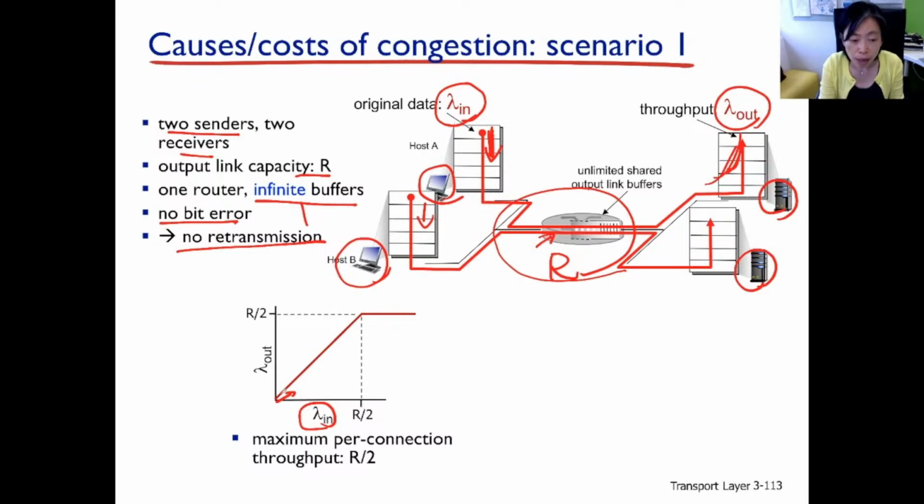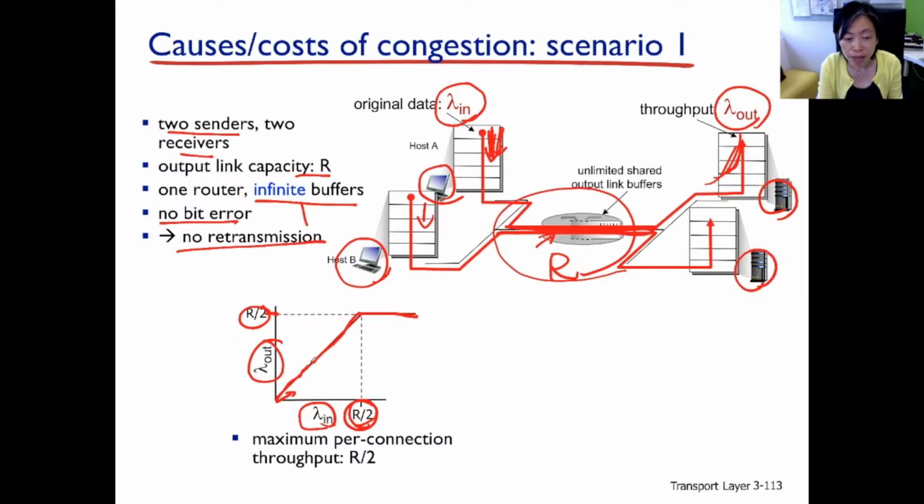Okay, so lambda out will actually increase accordingly. But this will only go up to here. When we exceed the link capacity, because there are two flows and the link capacity is R, each flow gets only half of R at best. That means lambda out here can only, at best, be R divided by 2. So even though lambda in continues to send more, we hit the ceiling here because the resource is limited. We don't get to push more out.